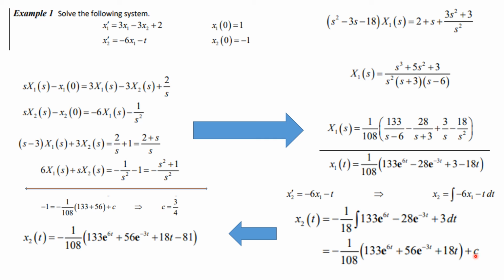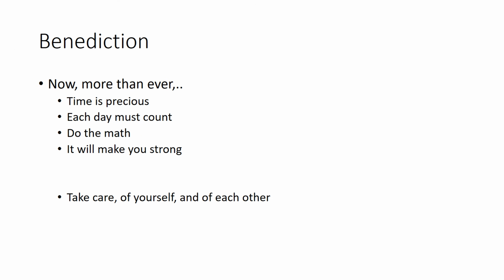My constant of integration can be solved for by using this value up here again. So I plugged that in and I found that c in this case has to be 3 over 4, so this is x2 of t. So you see I've used Laplace transforms to solve for x1 of t and x2 of t, and we have now solved a system of first order differential equations.